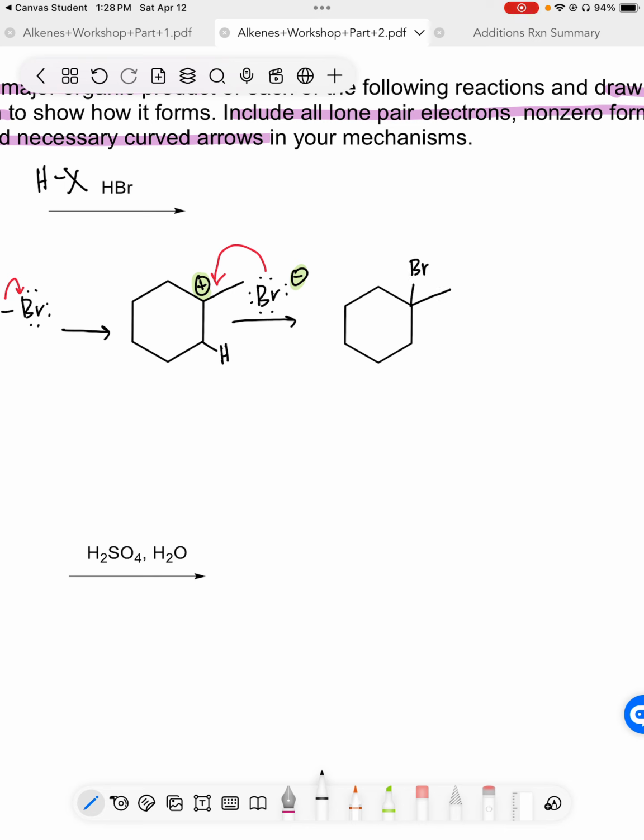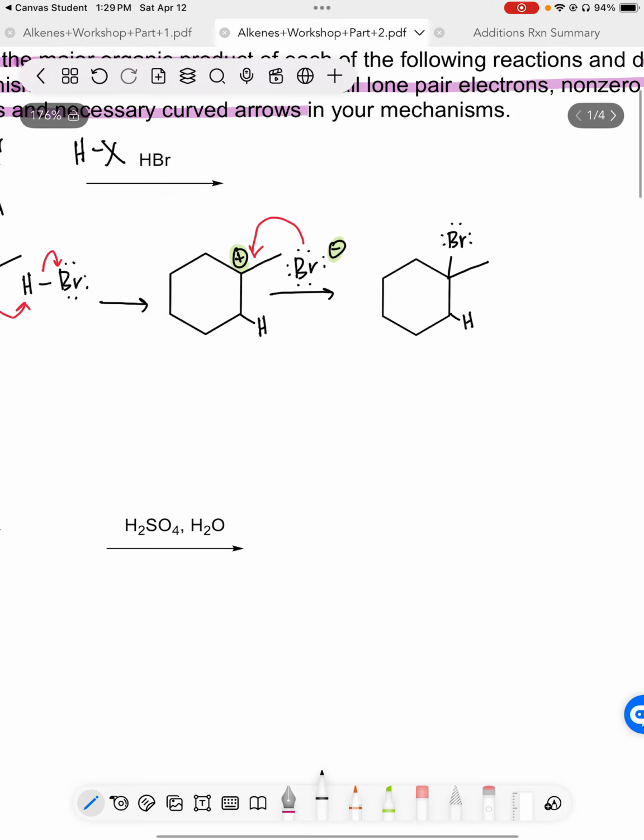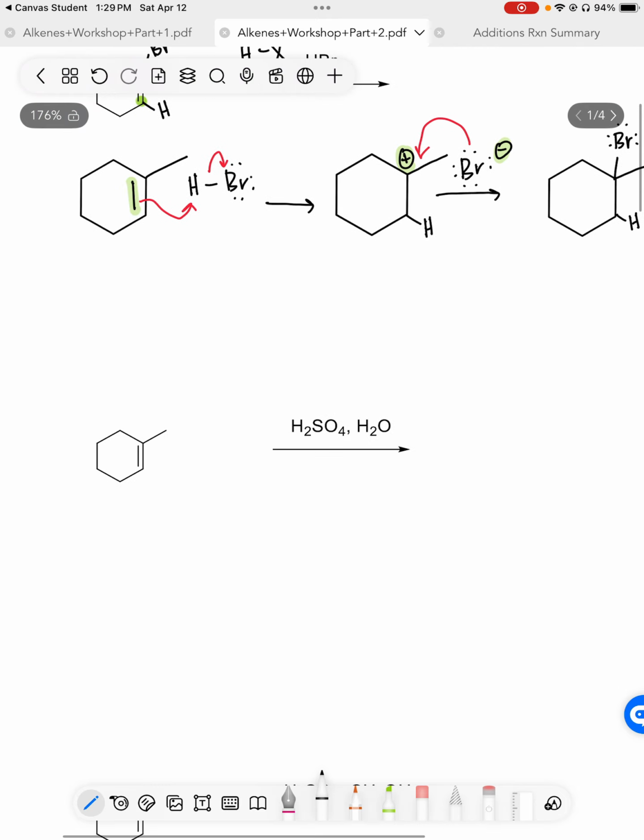So we still have our methyl group. Our hydrogen is still here. You don't have to draw it in. But we do need to draw in our lone pairs. And that's your product. Okay, we'll do the next one.